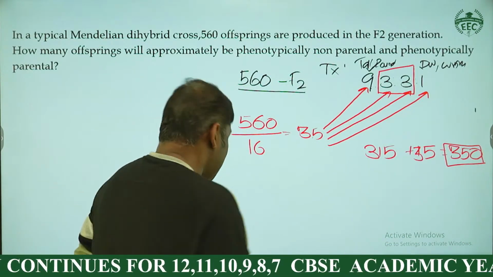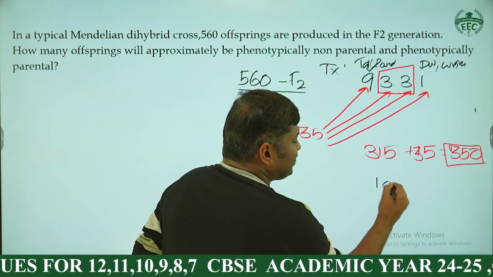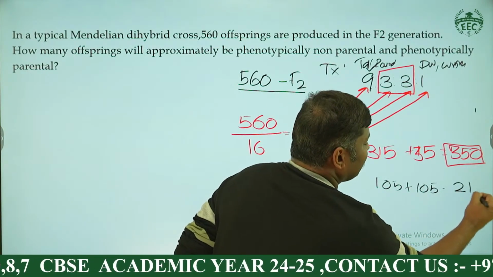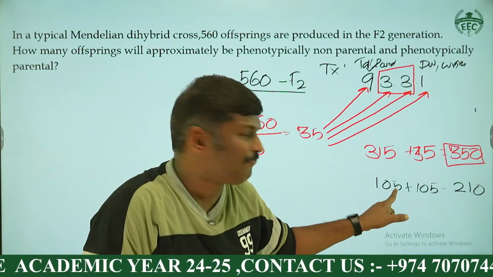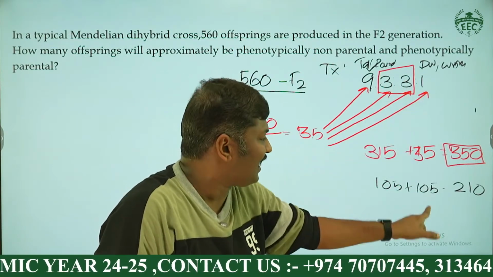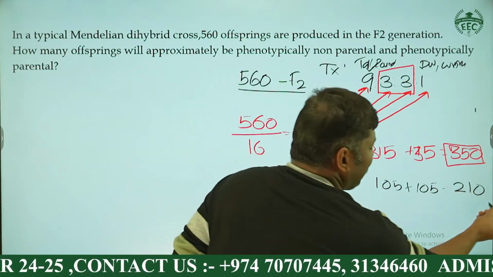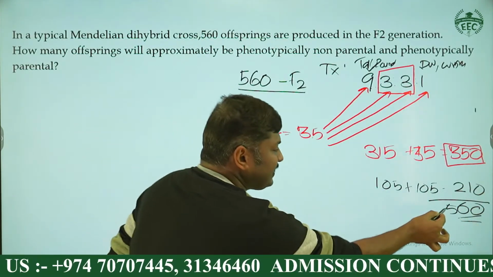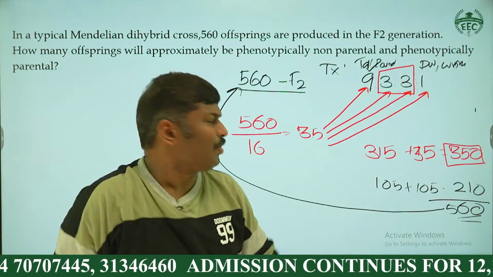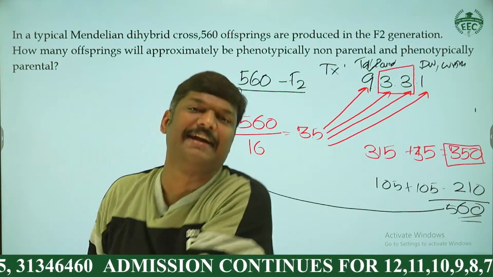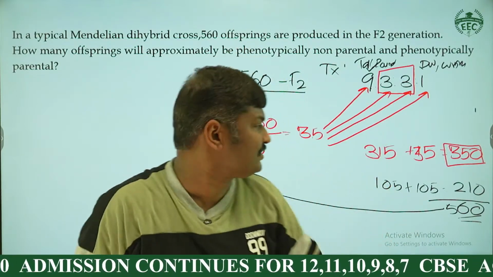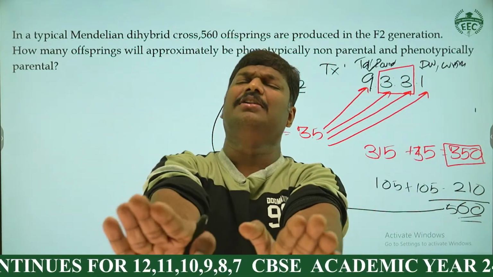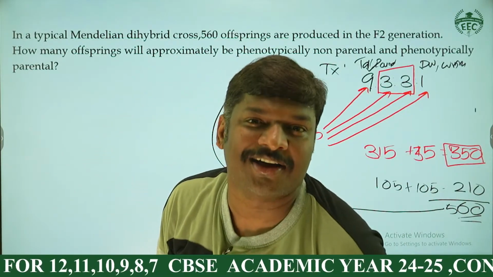So 315 plus 35 together, 350 parental characters. And what is remaining? 35 into 3, that is 105, and 35 into 3, 105, my dear student. So that's why 210. So you know the 105 and 105, and you will be getting 210. And when you are adding these two, that will be 560. That is our value, my dear students. So out of the total 560 seeds, 350 seeds are parental, and the remaining 210 seeds are non-parental.